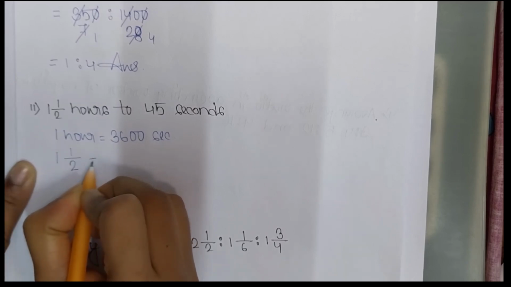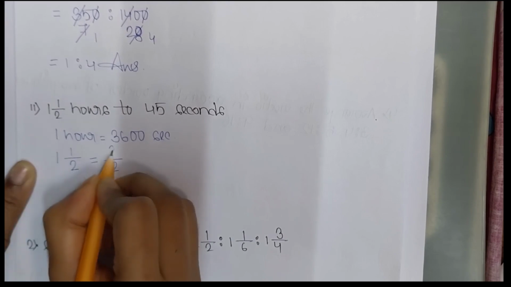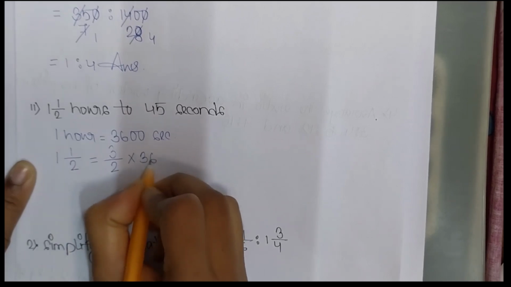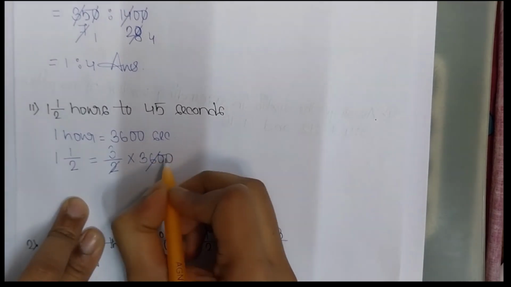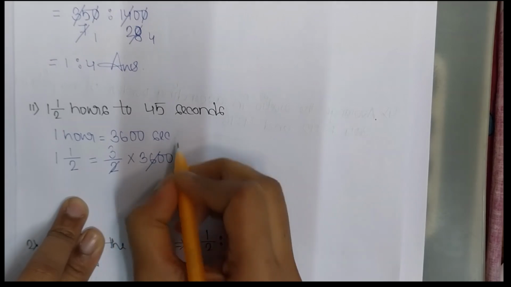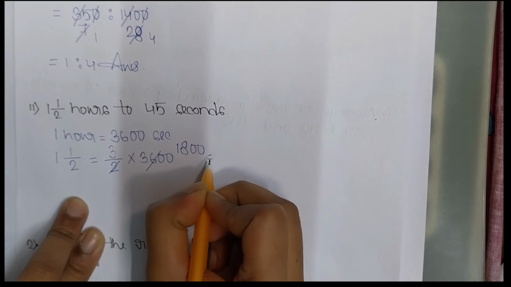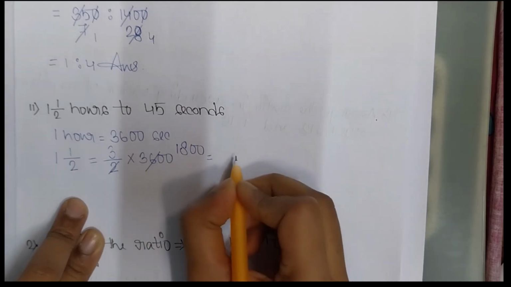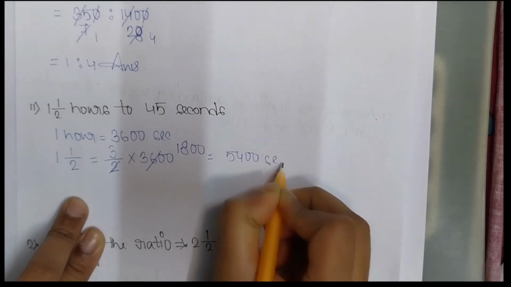So 1 by 2, that is 2 ones are 2, 2 plus 1 is 3, into 3600. If we cut that number by 2, we have 1800, and if we multiply 1800 with 3, we have 5400 seconds.